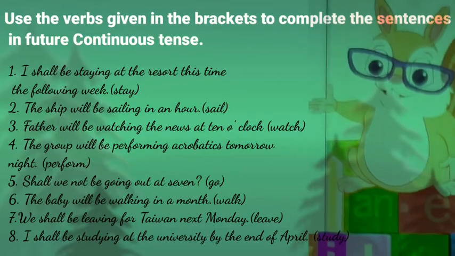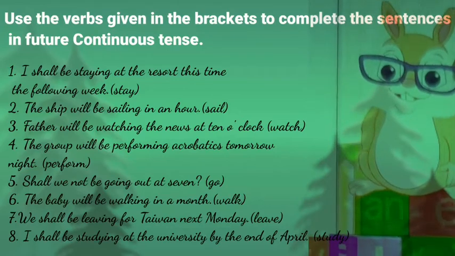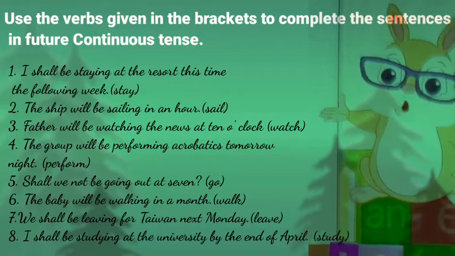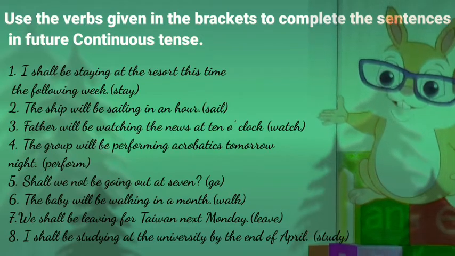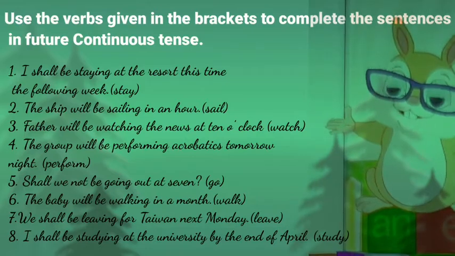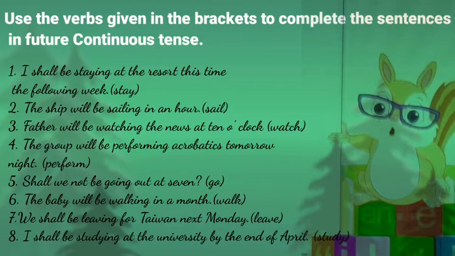Next is the baby dash in a month. And the verb is walk. For walk, we will use ing form with it. It will be walking. And for the baby, we will use will be, not shall. Okay? So the correct answer is the baby will be walking in a month.